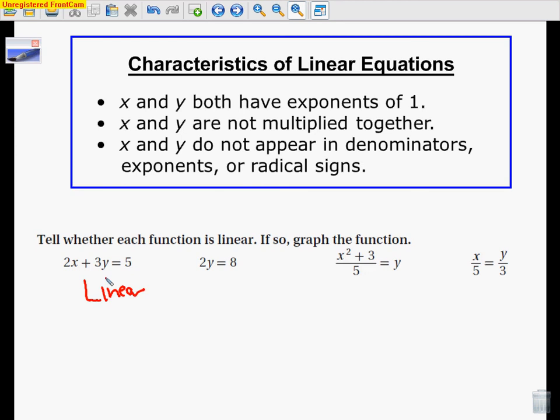All right. 2y equals 8. Once again, this meets all of the stipulations. So this one is also linear. Now this one gives people a problem simply because there's no x value. But there doesn't have to be an x and a y for something to be a linear equation. All it has to have is one of those. Okay? This one is not linear.